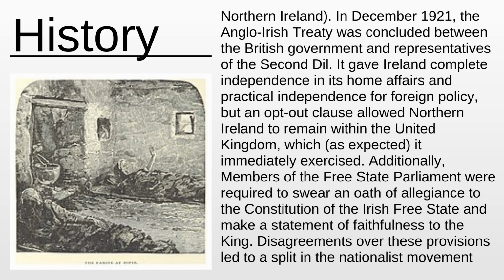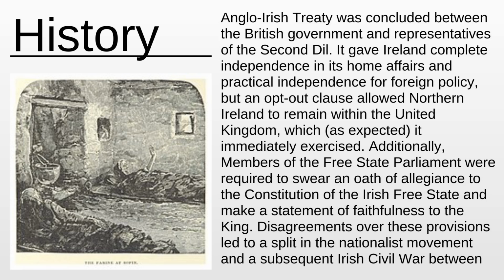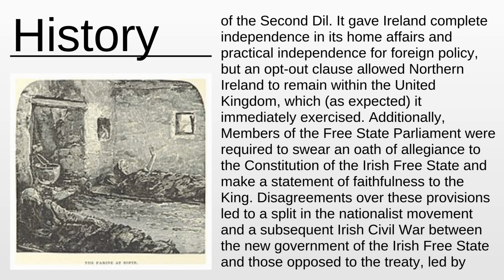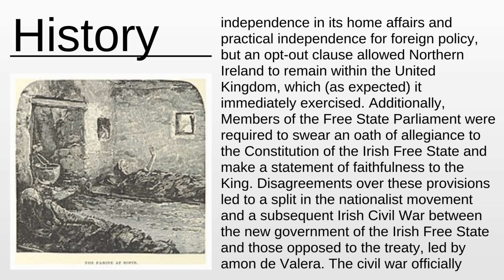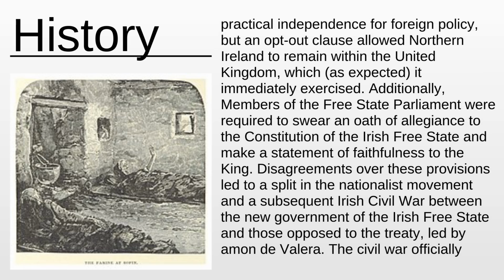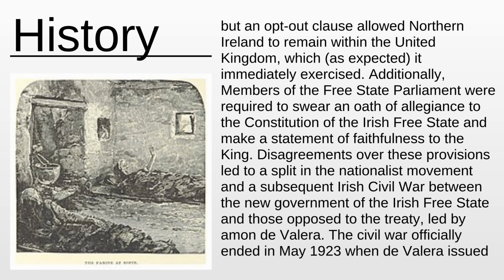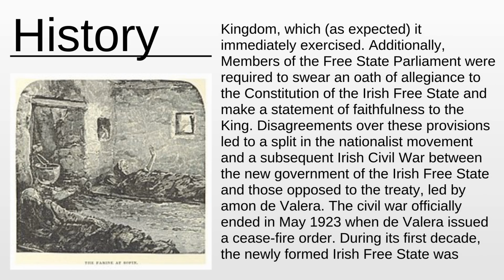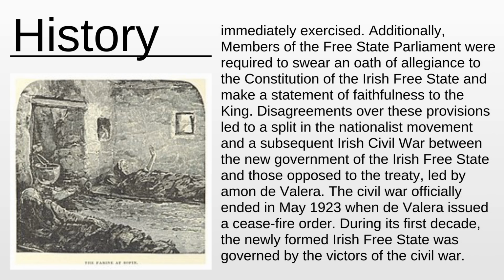In December 1921, the Anglo-Irish Treaty was concluded between the British government and representatives of the Second Dáil. It gave Ireland complete independence in its home affairs and practical independence for foreign policy, but an opt-out clause allowed Northern Ireland to remain within the United Kingdom, which, as expected, it immediately exercised.